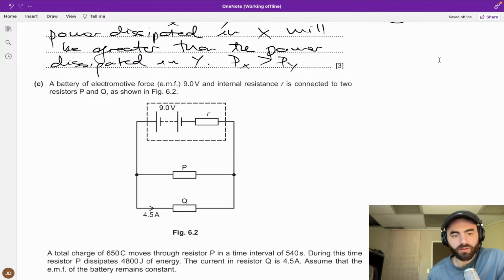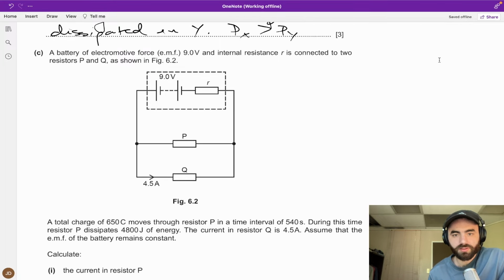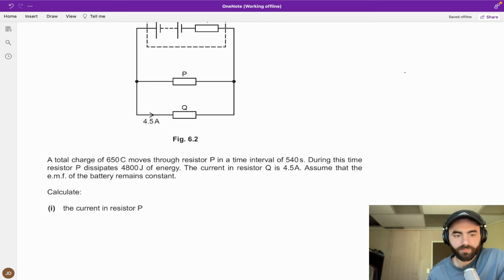A battery with this internal resistance. Okay, so we have a total charge that moves through resistor P in a time interval of this. During this time, resistor P dissipates this much energy. The current in the resistor Q is this. Okay, assume the EMF.